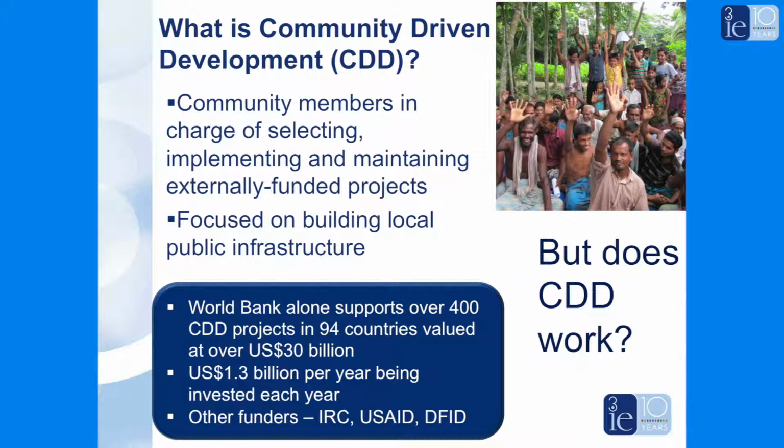There's been a considerable amount of investment in CDD. The World Bank alone supports over 400 CDD projects in 94 countries, and it's valued at $30 billion. Every year, $1.3 billion is invested in CDD. There are other funders, like DFID and IRC, but they've been investing mainly in conflict-affected countries, such as DRC, Afghanistan, and so on. The question is, does it work? And more importantly, what does it work for?